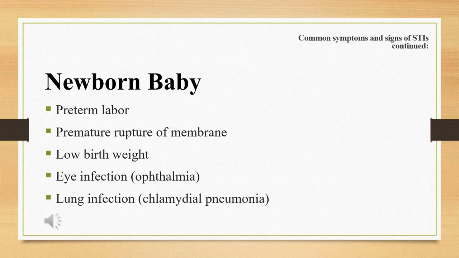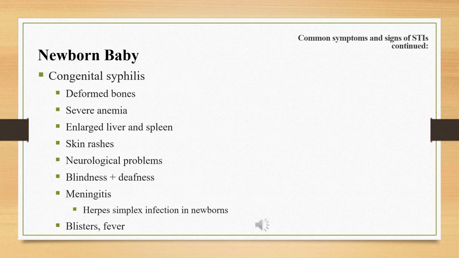Common symptoms and signs of STIs in newborn babies include low birth weight, eye infection or ophthalmia neonatorum, lung infection or chlamydial pneumonia, congenital syphilis, deformed bones, severe anemia, enlarged liver and spleen, generalized skin rashes, neurological problems, blindness and deafness, meningitis, blisters, fevers.